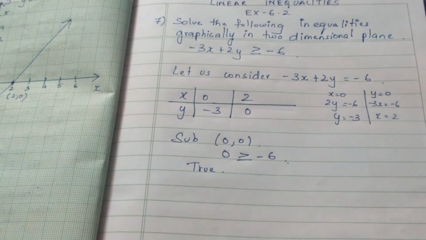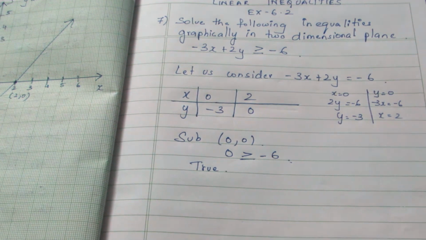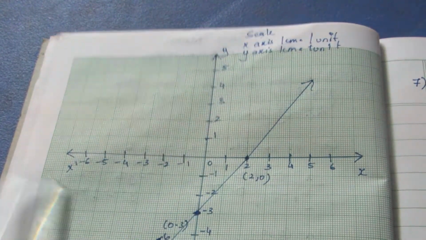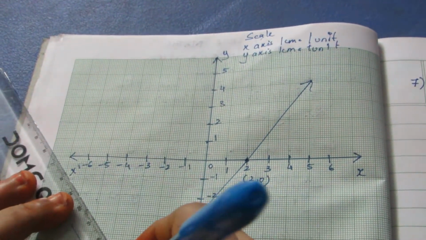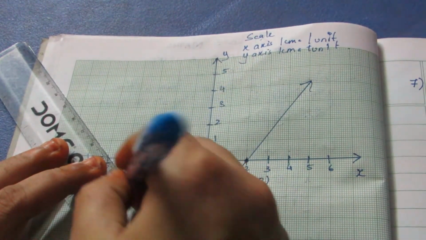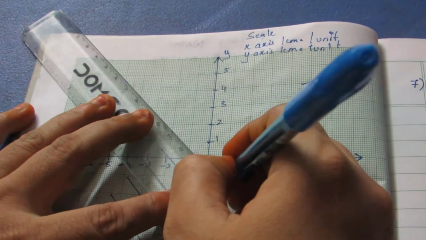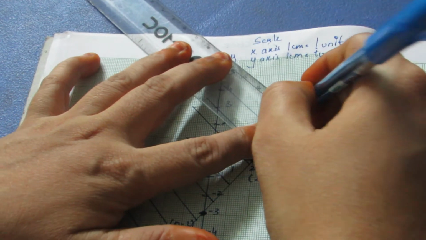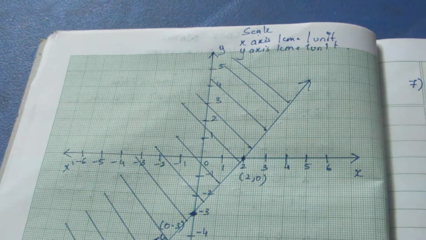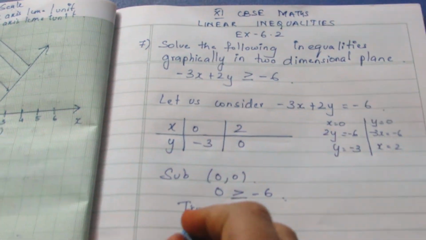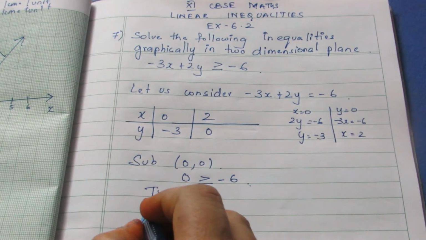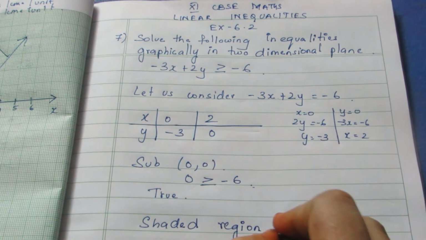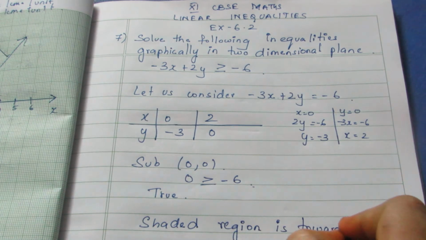Now, as it is true, just shade the side towards 0 comma 0. So if it is true, shade in this direction. It should be towards 0 comma 0. Now write the final answer. Shaded region is towards the origin.